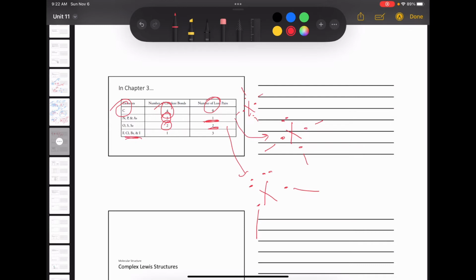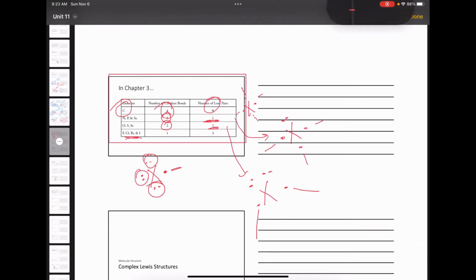The fluorine, chlorine, bromine, iodine, or all the halogens will have 1 covalent bond and 3 lone pairs, which means 6 electrons surrounding the fluorine or the bromine that are not involved in the bond formation. So that would have 1, 2, 3, 4, 5, 6, and we have 1 single electron to form a single bond. Okay, so we have 1, 2, 3 lone pairs. So this is basically a summary of what we have been discussing regarding the bond formation, the lone pairs, and the bonding pairs.